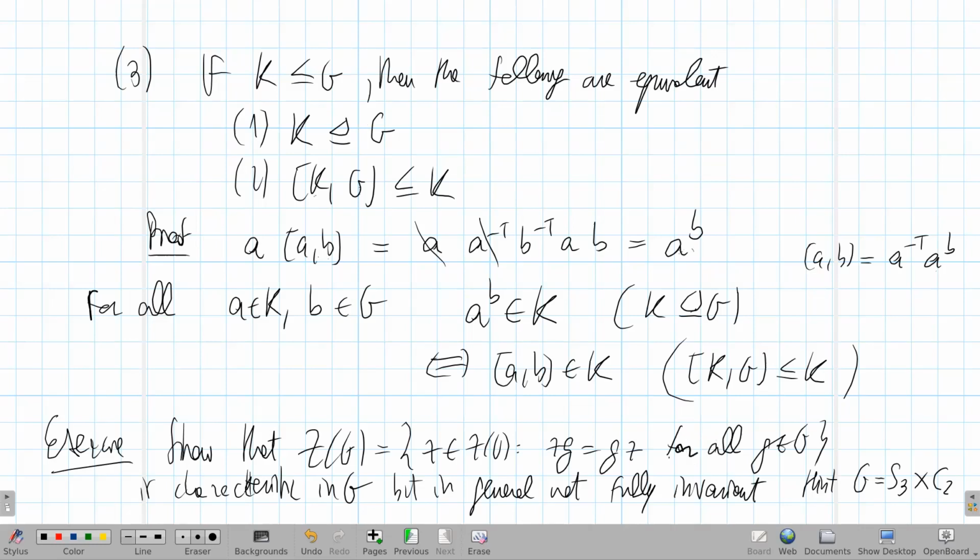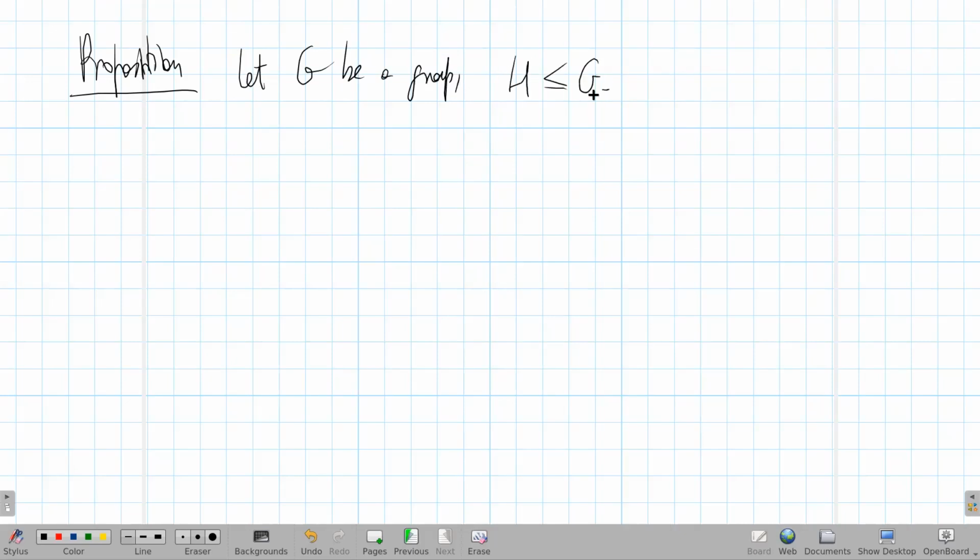Okay, now let's see a very important property of the derived subgroup, which can be stated informally, well, not absolutely formally, to the effect that G prime is the smallest normal subgroup of G such that the quotient is abelian. So let's state it like this. Let G be a group and H be a subgroup of G. Then the following are equivalent.